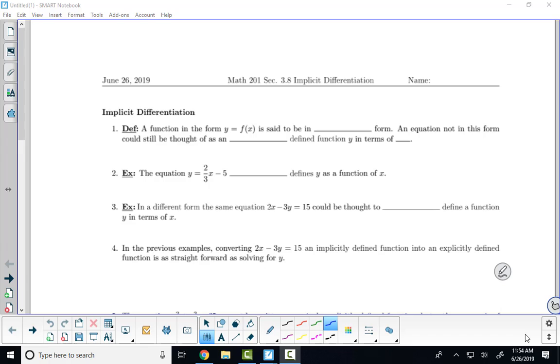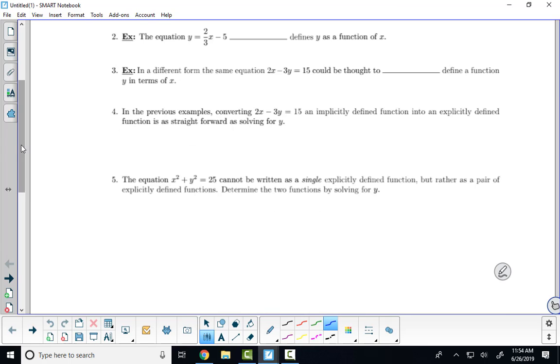So I want to move on now to section 3.8. As a reminder, we already did 3.7. That was the chain rule. So we've already picked that one up. And we're moving on to 3.8 to learn the technique of implicit differentiation. And this is going to be a powerful technique for working with more complicated functions or more complicated even equations.